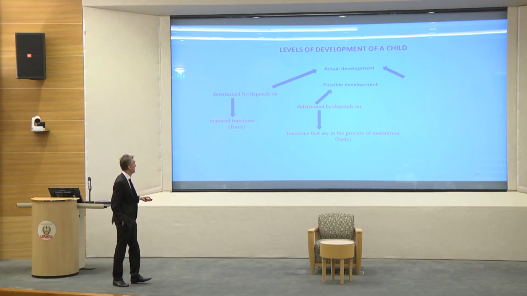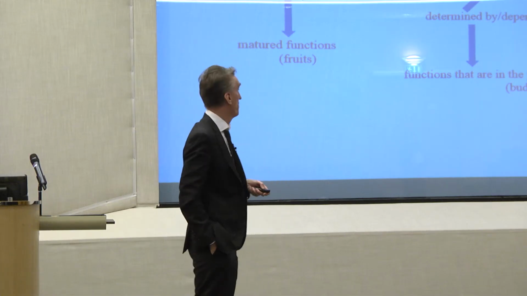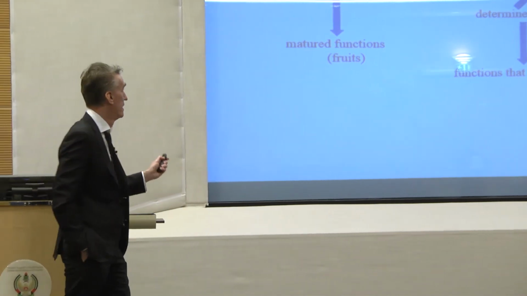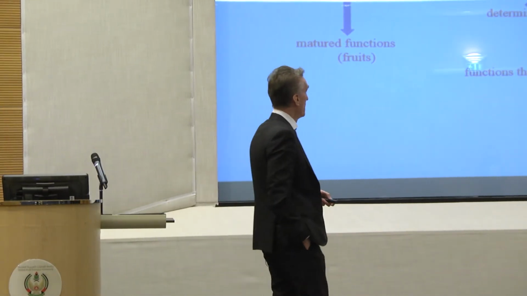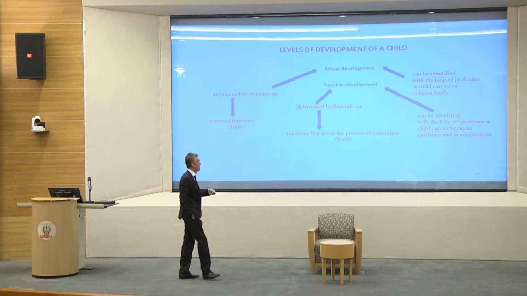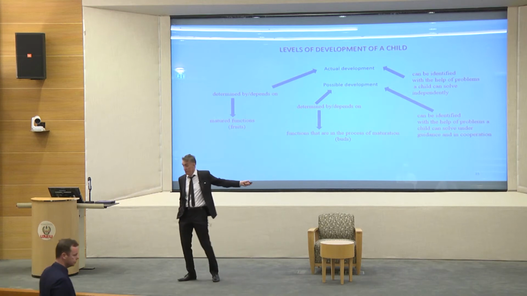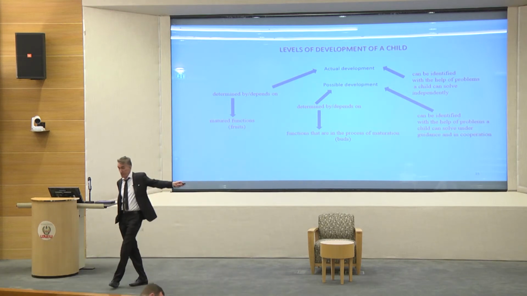Okay? So how do we identify? We identify the level of actual development through the tasks the child can do individually. And we identify the possible development with the help of problems that the child can solve under guidance and in cooperation. This is very clearly expressed logic. What depends on what, and what is identified by which, is the whole of Vygotsky's message. This is what Vygotsky wanted to tell us.